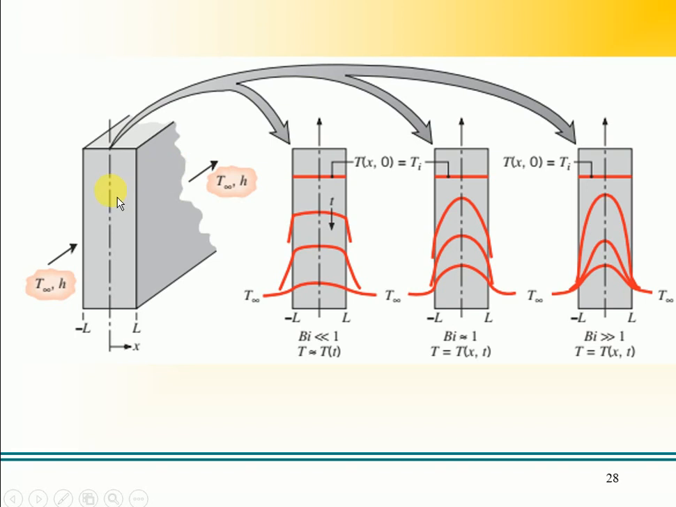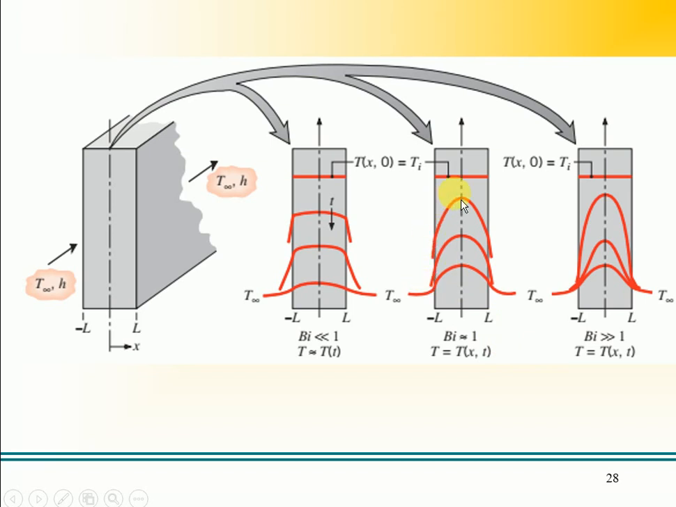This is the figure which I am showing you for your information. For example, this is a solid wall maintained at temperature T infinity, and then the solid wall is at a certain temperature. As long as the Biot number is very much less than 1, the temperature gradient is almost 0.